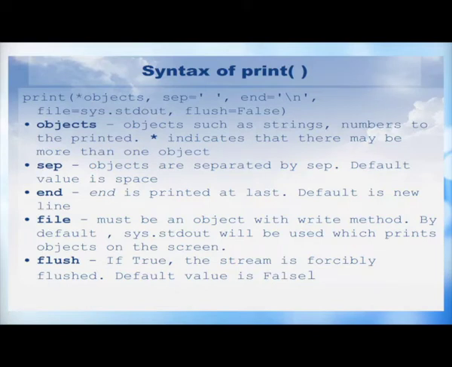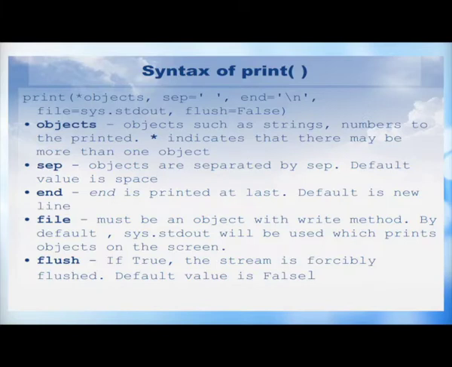The first argument is the objects which are strings or numbers to be printed. There may be more than one object. Following that, we have a separator. Default value of the separator will be space, but we can use any operator. Third argument will be new line. It could be any other character rather than new line also, but default value will be new line.